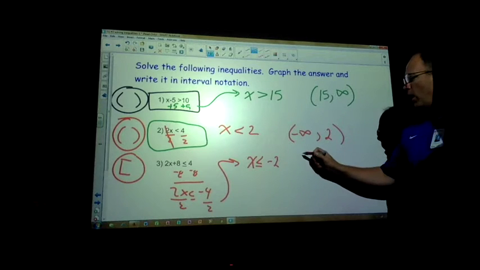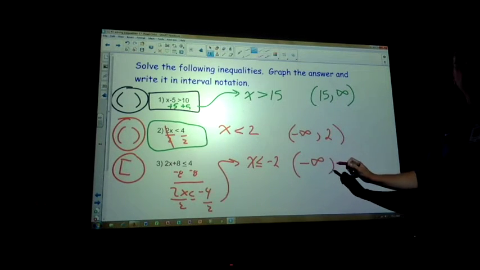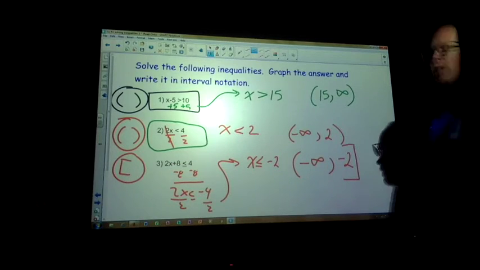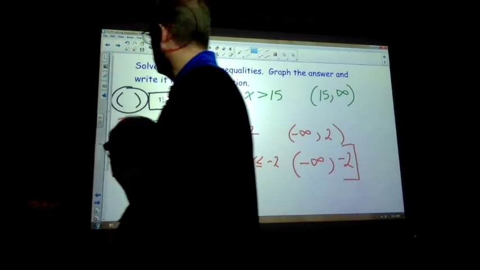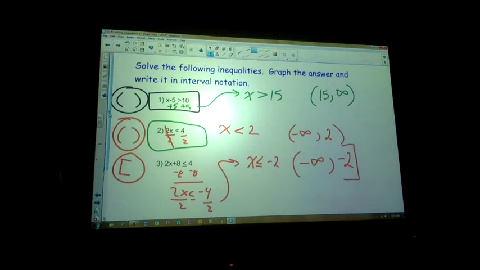Okay, so where am I going? Negative infinity. So where am I coming from? Negative infinity, and I'm going up to what? Am I including -2? So this is a square bracket. Yay. Cool? Making sense? Anybody stuck? Okay, may I move on? Here we go.